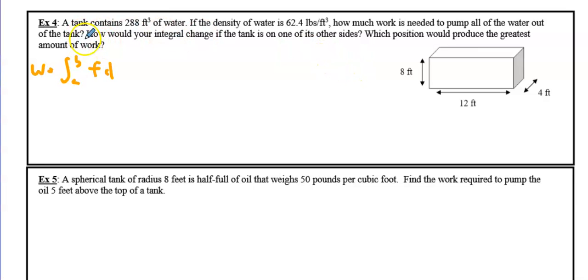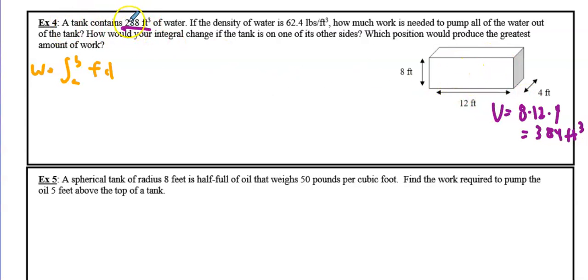The first thing we got to do is find out how much water is actually in the tank. What's our quantity? Because it says our tank contains 288 cubic feet of water. Well, let's see what the volume of the actual tank is. That's just going to be 8 times 12 times 4. If you multiply 8 times 12 times 4, you're going to get 384 cubic feet. So this is how much water this tank can hold.